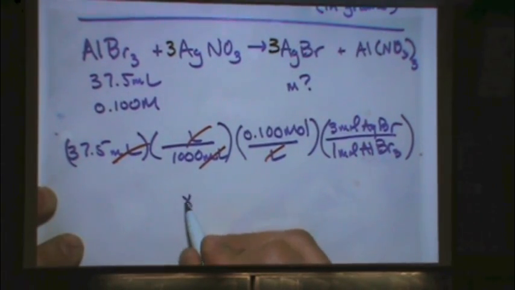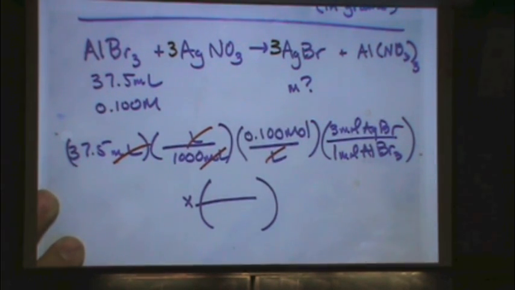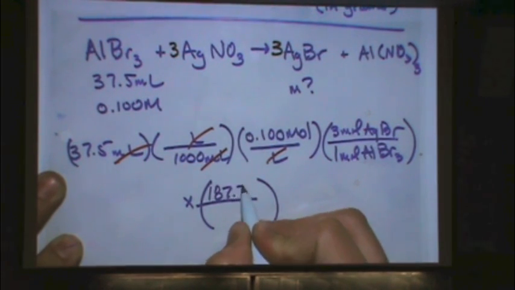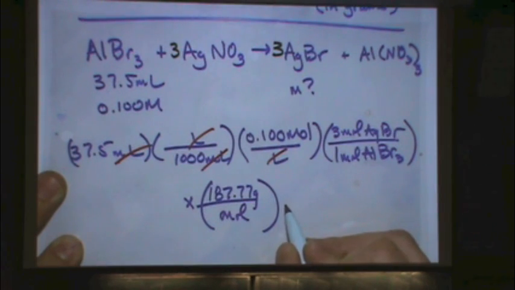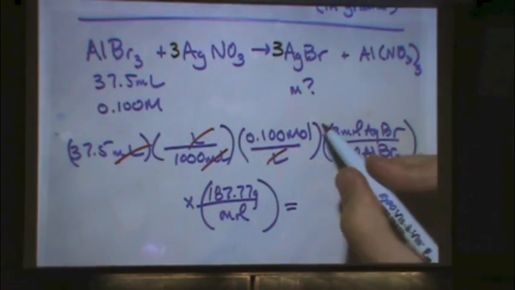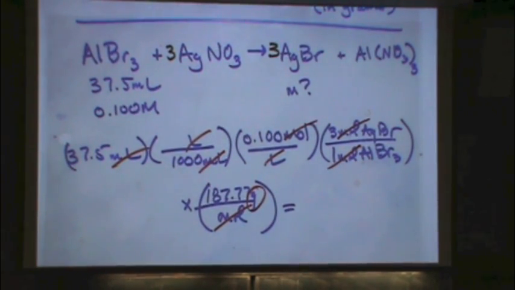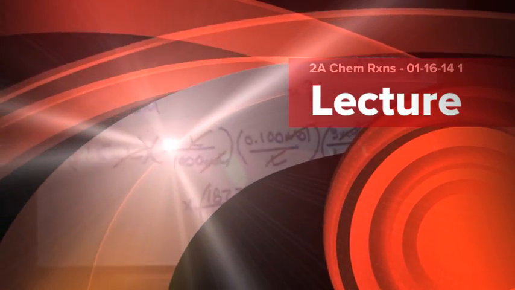One more step, I'll take it over to the next line. Times. I need to now go to what they asked for. They asked for grams, so I'm going to use the periodic table, 187.77 grams per mole for the silver bromide. And now the moles are also canceling out. And I'm left with grams at the very end. 2.11 grams of silver bromide. There's your titration, which is essentially stoichiometry. And that is a place to stop.